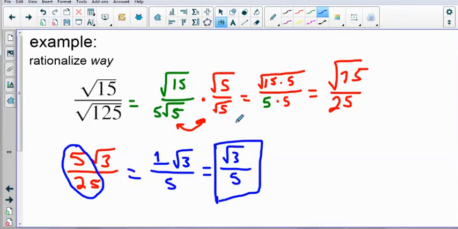I showed you this because sometimes you do have to rationalize the denominator. So there's some examples.